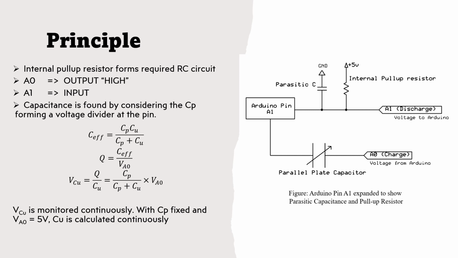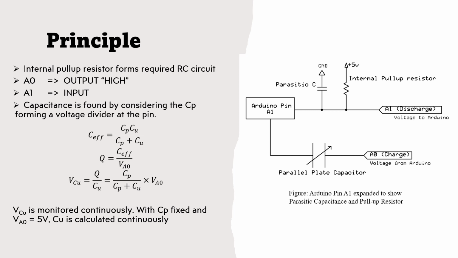So VA naught is the charge at the charging pin, which is usually the voltage at the charging pin, which is usually 5 volts because it's configured as high output. So with this, we'll be able to calculate the voltage across the parallel plate, the voltage obtained at VA1, which is equal to CP by CP plus CU into VA naught. And this voltage is constantly monitored because it updates, because the A naught charge is constant 5 volts.